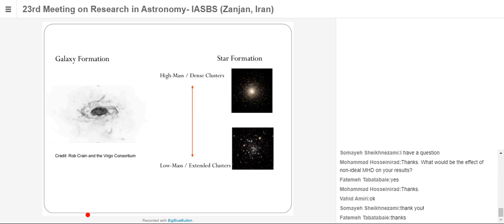So let's piece together a star cluster roadmap of a galaxy, if you will. As a galaxy forms, so do star clusters; they're usually the very first things to start forming in a galaxy. And they can be very roughly split into two types: high mass, dense clusters, and really low mass, extended clusters.